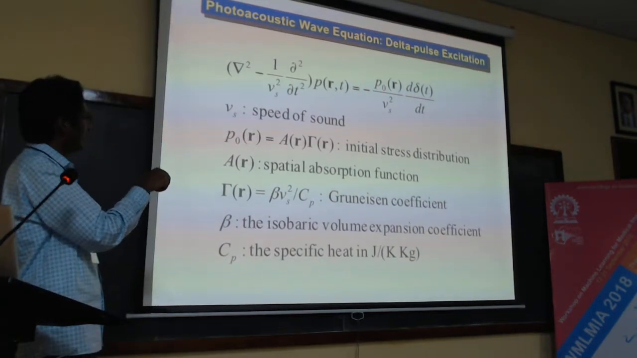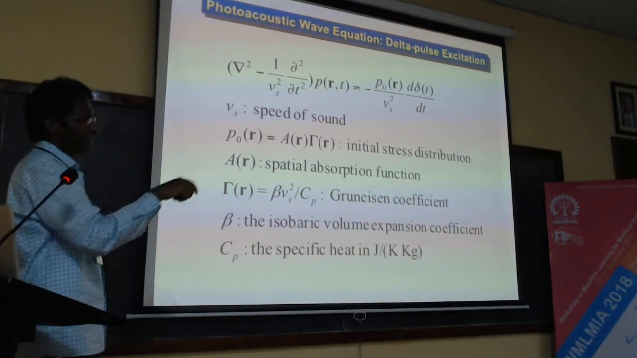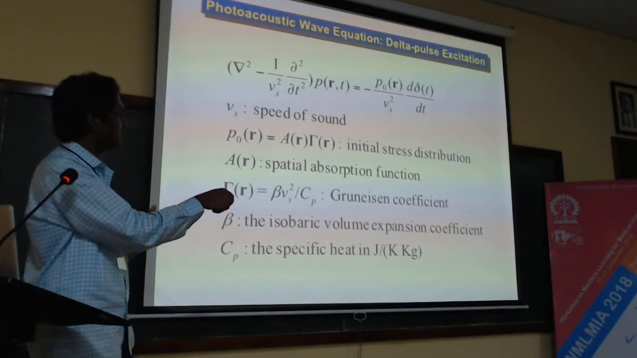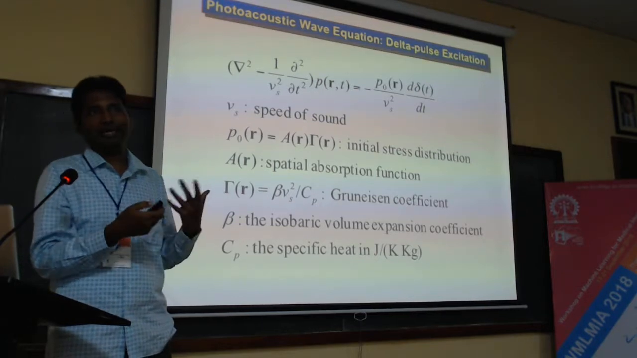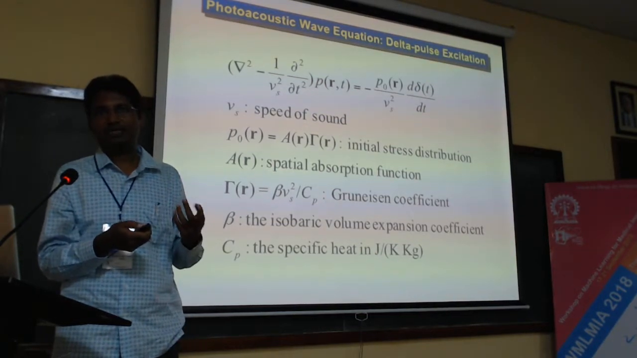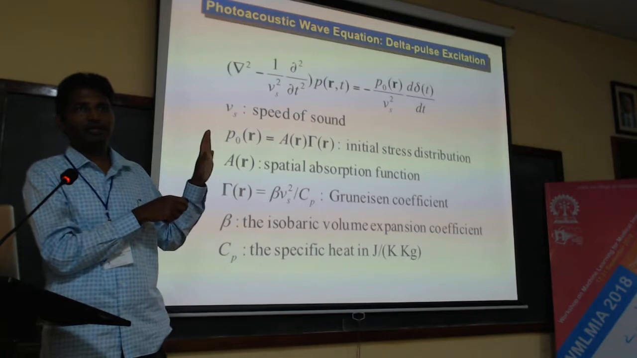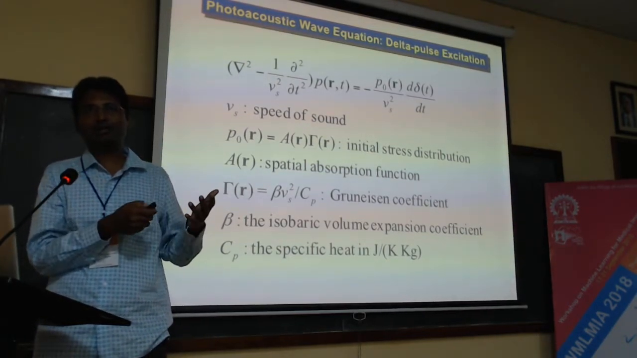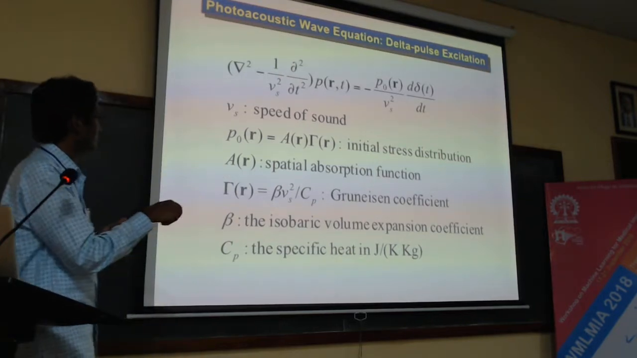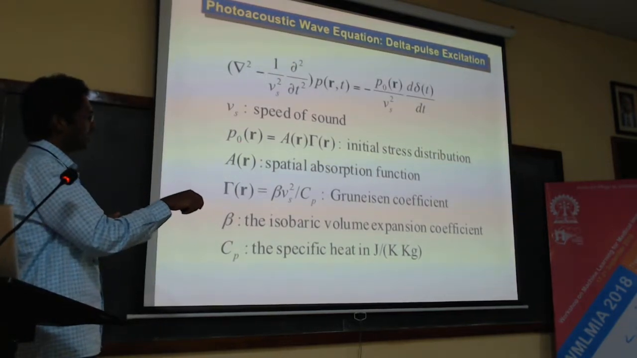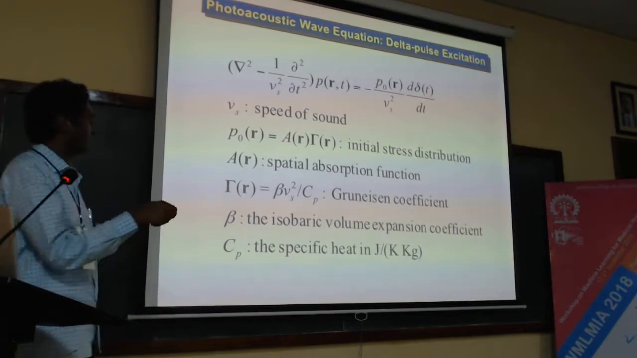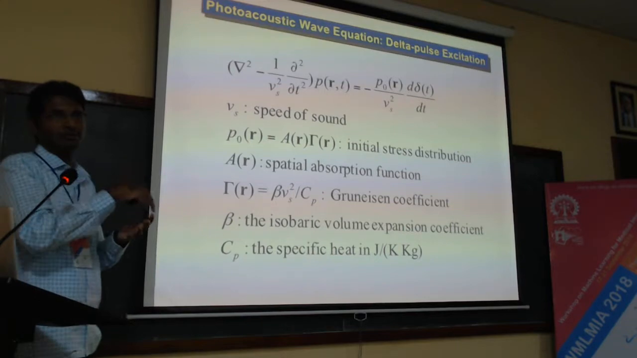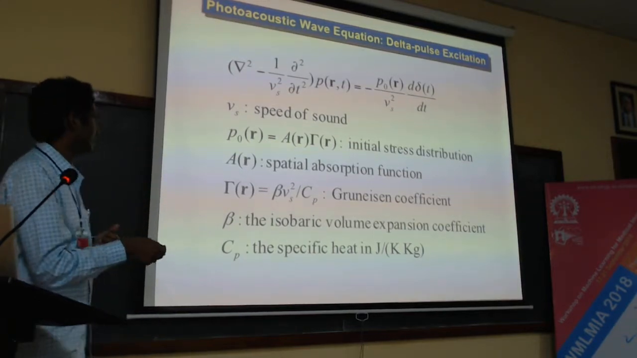Again, I just want to identify here that Vs is the speed of sound. Now remember, when it is propagating, we assume that Vs is constant, to make the modeling very, very simple. Of course, there is no constraint that Vs needs to be constant, but for simplicity, to get a good solution, we assume Vs is constant. And P0 of r is what is called the initial stress distribution or initial pressure rise. I told you about that, it depends on the Grüneisen coefficient, omega, which depends on the adiabatic expansion.